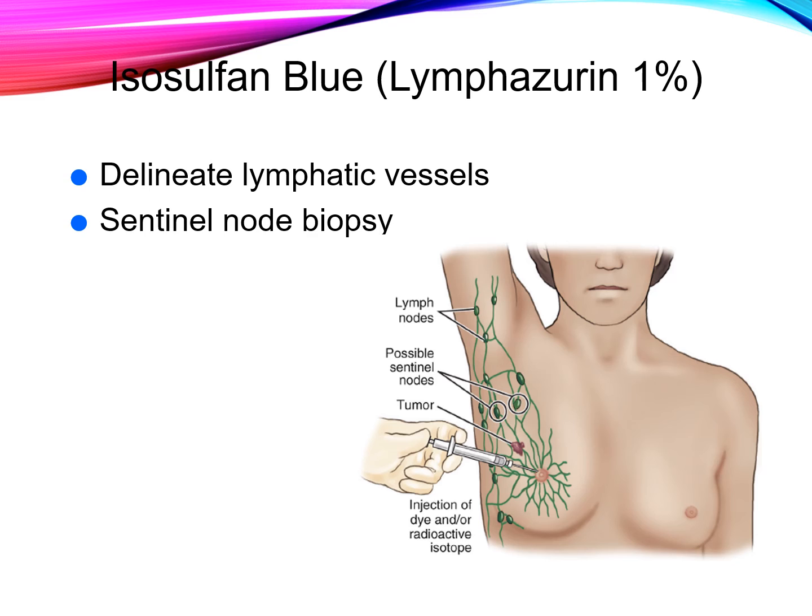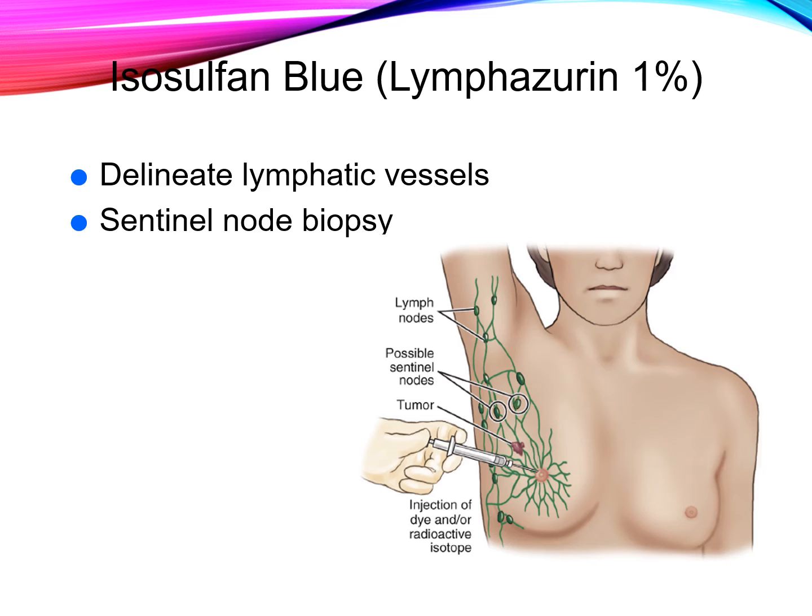Isosulfan blue, or Lymphazurin 1%. This just helps to delineate lymphatic vessels. It'll be used in a sentinel node biopsy. It's a sterile aqueous solution. So what happens with this is in radiology or nuclear medicine, radioactive isotopes are going to be injected into the area. This will enter the lymphatic system, and it's going to settle into the first, or sentinel, node. So this is just going to be helpful.